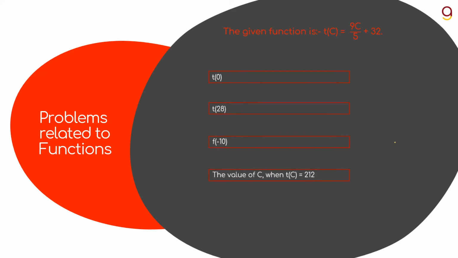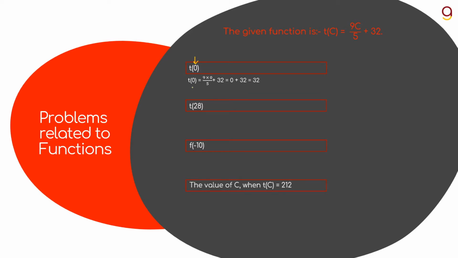So in the first question, we have T(0). Here the value of x is 0. In this case, the variable is C. So T(0) is equal to 9 times 0 divided by 5 plus 32, which will give us 0 plus 32 is equal to 32. Next, T(28). Now, on substituting the value as 28, we have 9 times 28 by 5 plus 32.